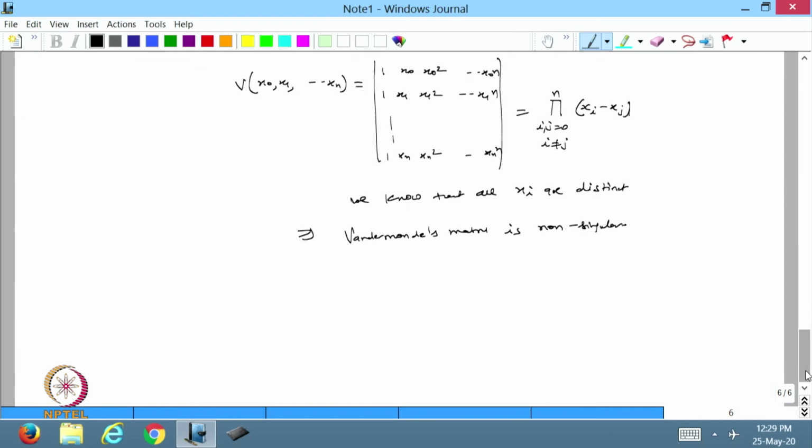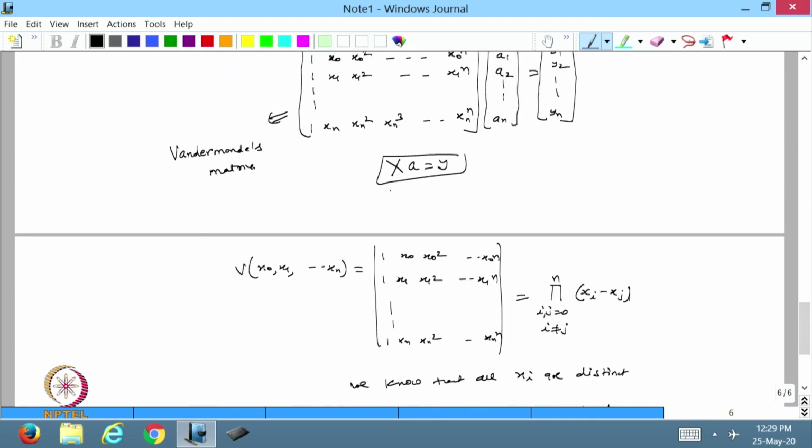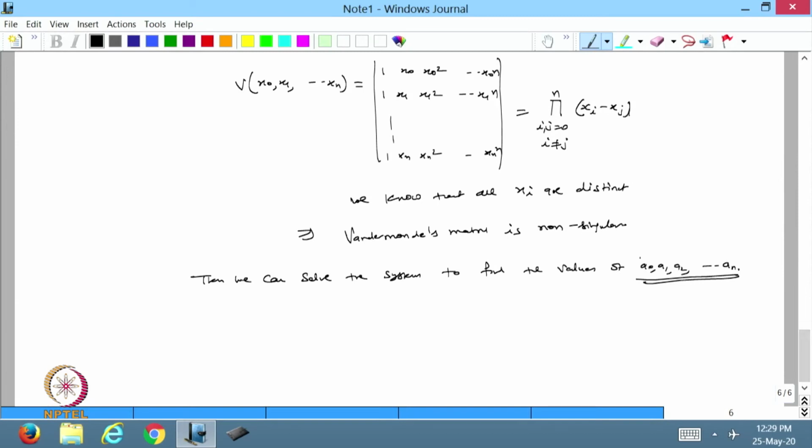So from here I can say that the Vandermonde matrix is a non-singular matrix, and based on this non-singular matrix we can solve the system to find the values of a0, a1, a2 up to an. So based on this matrix, we can find the values of a0, a1 up to an.